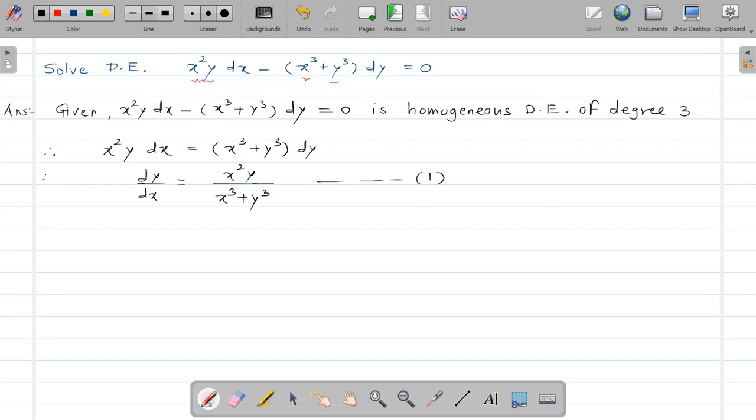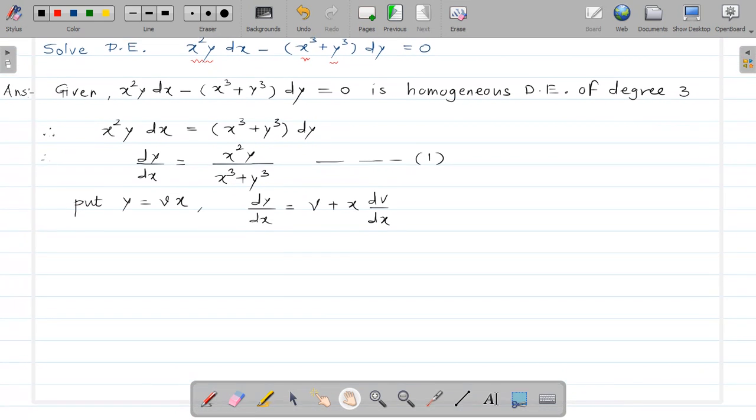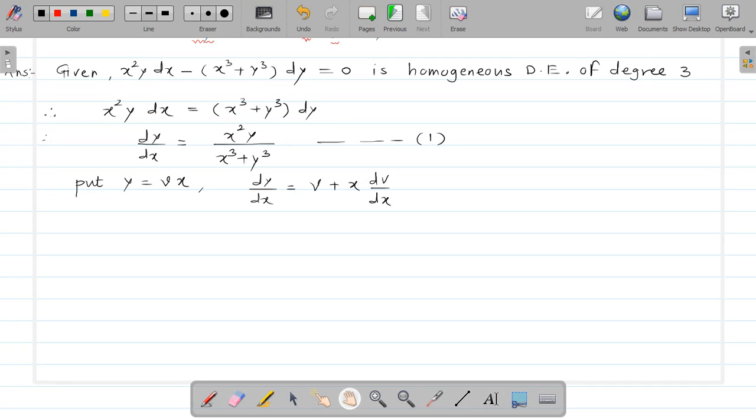Now if you convert it into dy by dx, then to solve this differential equation we have to substitute the value of y is equal to vx. So this is the procedure given to you. Always, to solve a homogeneous differential equation, after converting it into dy by dx, we have to put y is equal to vx. That implies dy by dx is equal to v plus x dv by dx, like this. So we have to replace the corresponding terms here to solve this differential equation.